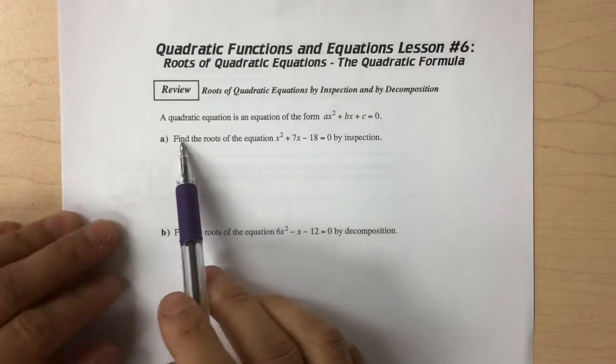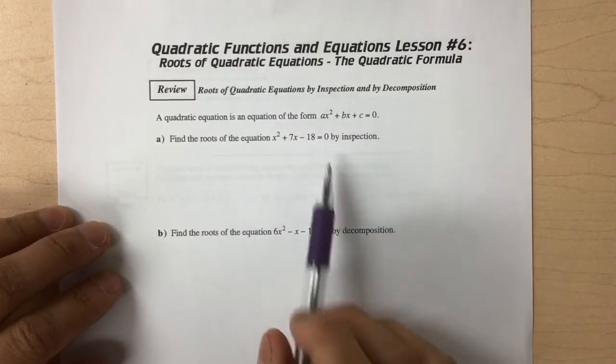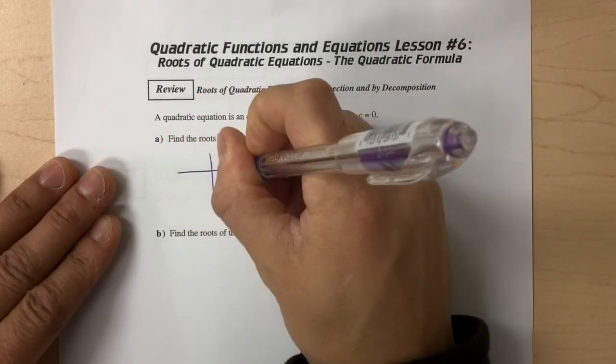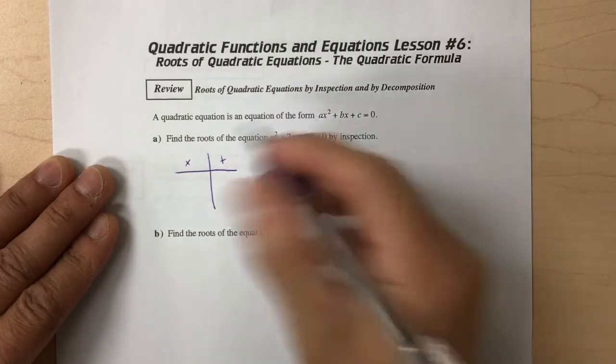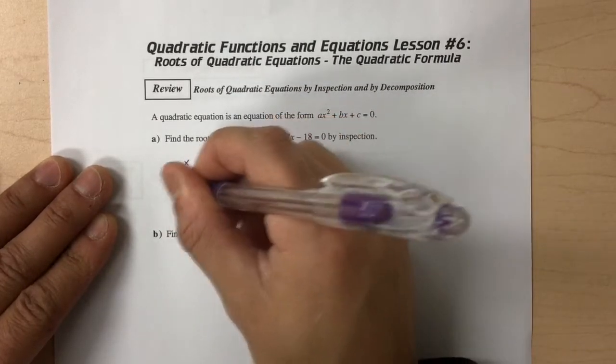So before we start, let's find the roots of the equation x squared plus 7x minus 18 equals 0 by inspection. So this is where you can use the riddle of what multiplies to give me negative 18 and what adds to give me positive 7.